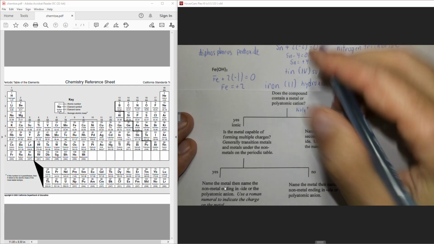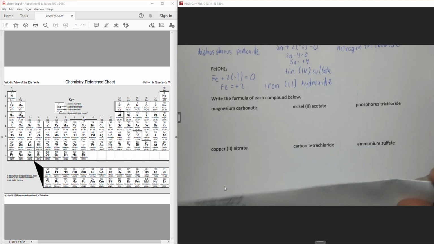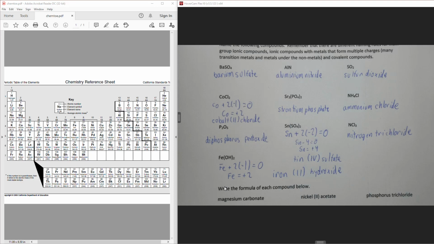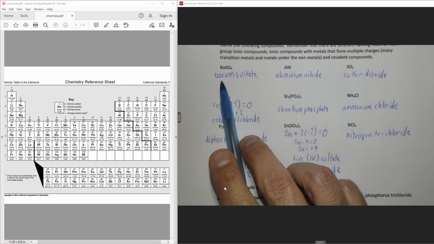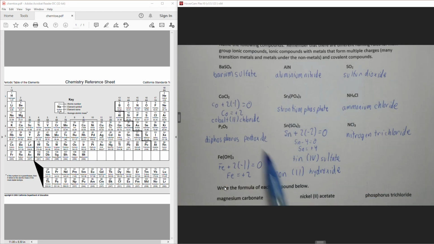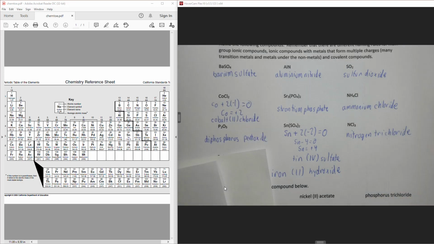So again, make sure you're practicing this stuff because there's 3 different naming schemes, and if you see here, these are all randomly distributed among those 3 naming schemes. You can't go ahead and call this iron dihydroxide, and you can't call it iron hydroxide. You can't call this barium 2 sulfate, okay? And you can't call this cobalt dichloride. So you have to use the proper naming scheme to name the proper thing.